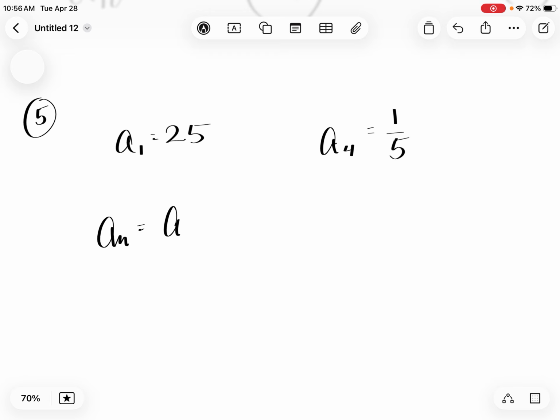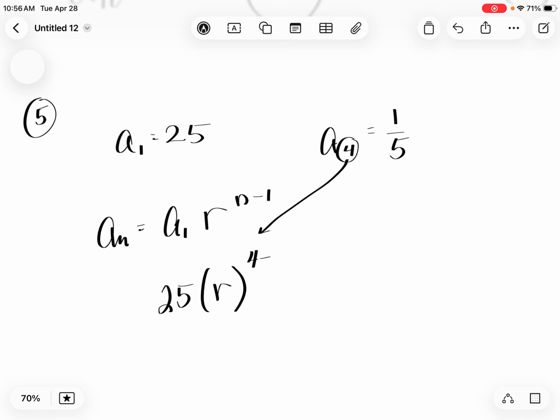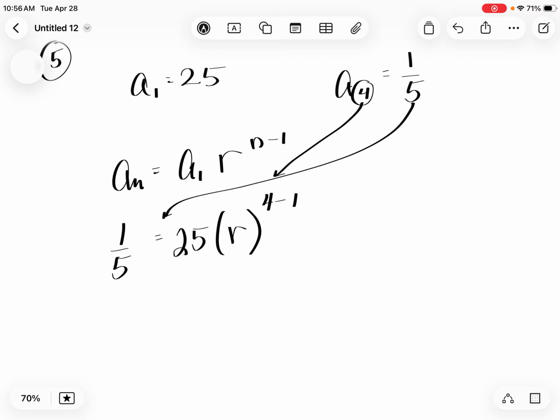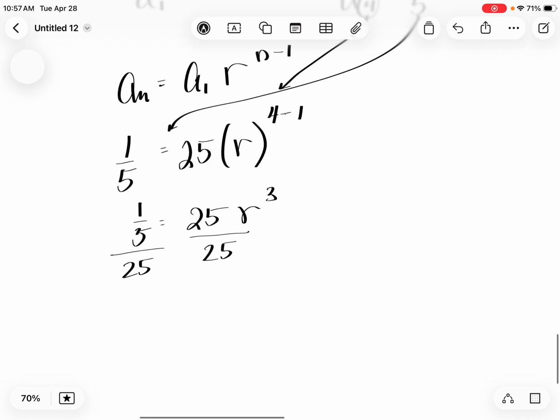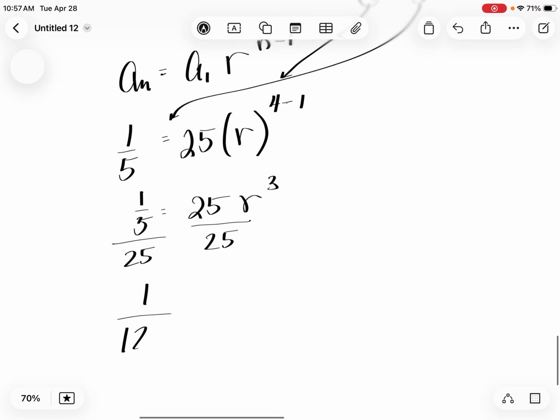Remember, A1 times r to the n minus 1 is our geometric formula. So we are at 25 for A1. We don't know r, but we do know that we put in 4 to get it, and we got out 1/5. So now to work backwards, 4 minus 1 is 3. To get rid of the times 25, we're going to divide by 25. And 1/5 divided by 25 is 1 over 125.